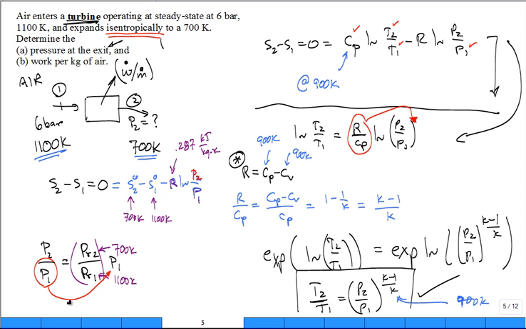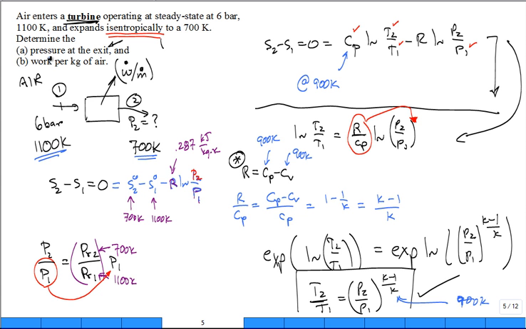All right. That's too many ways to solve for the exit pressure. But once I have the exit pressure, what about the work per kilogram of air? Did you know I don't even need to do anything for part A? I can go right to part B and solve it without knowing the answer to part A.